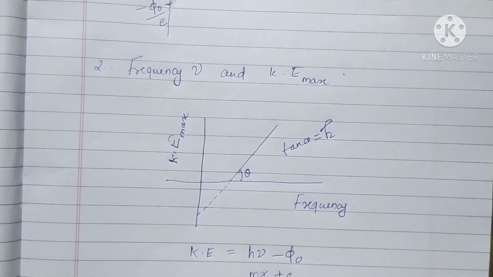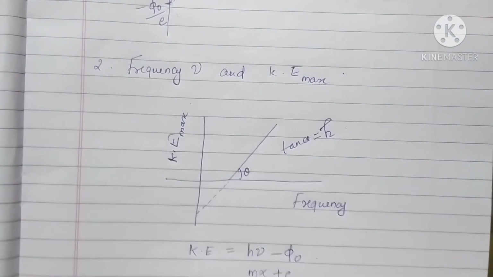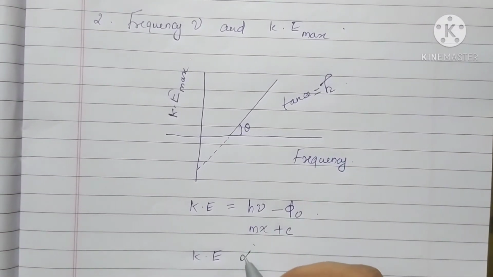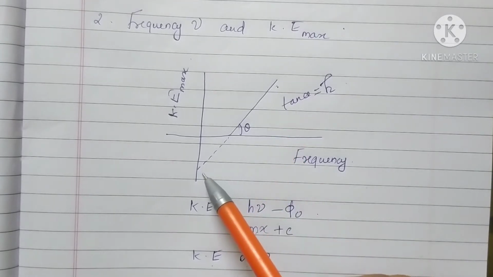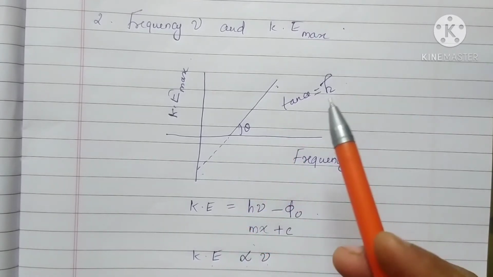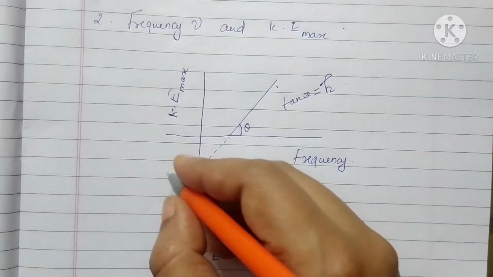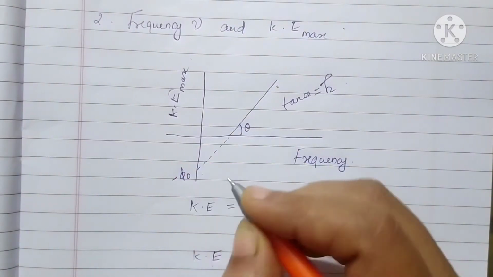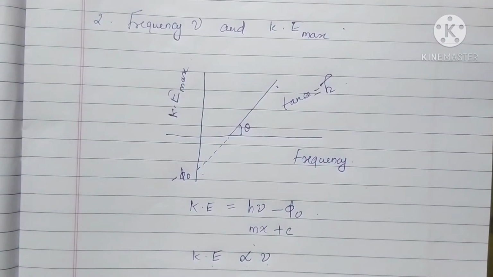Now, how can you write this equation? Kinetic energy is proportional to nu. What does it mean? Yes, kinetic energy is directly proportional to the frequency. So again you are getting the graph like this. Clear? So what is this value? It is minus phi naught. Minus phi naught. Clear? Okay.